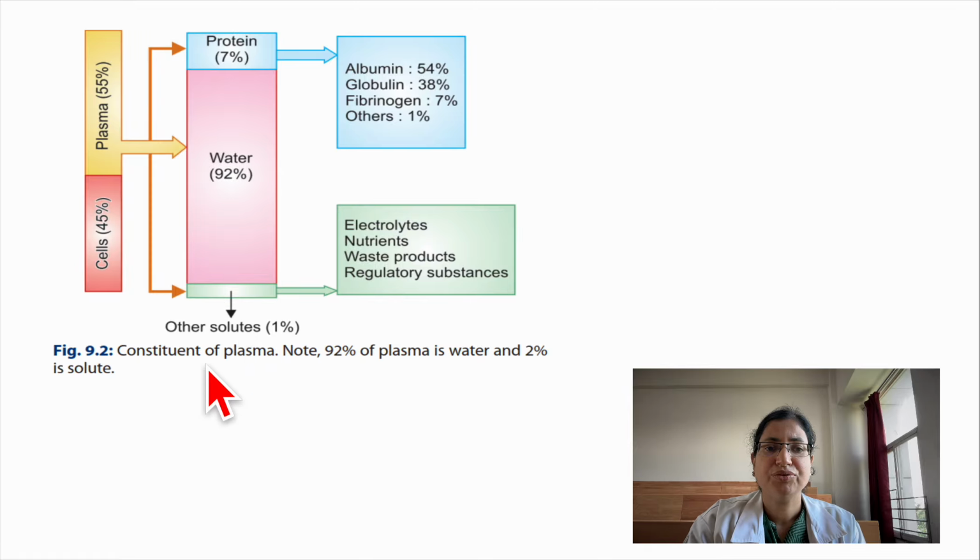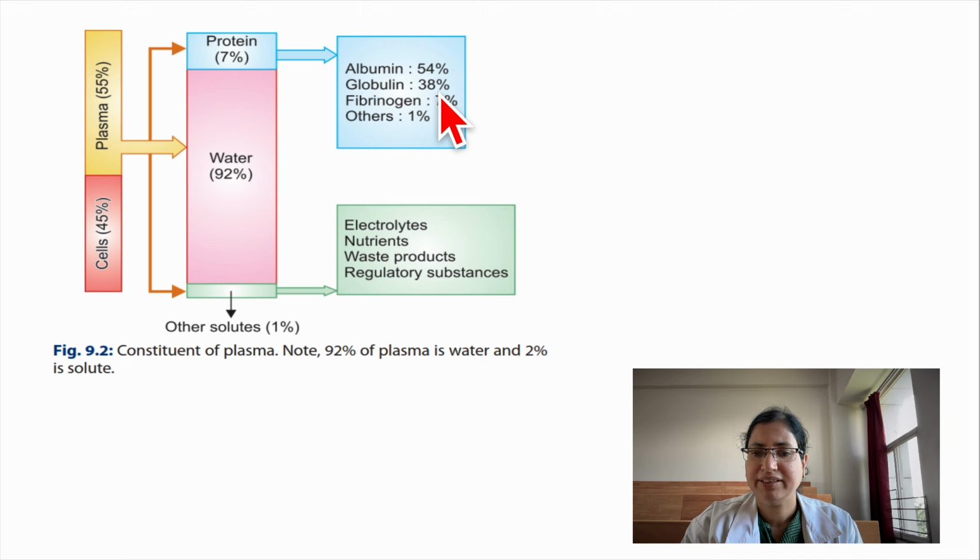Then constituents of plasma. Note 92% of plasma is water and 8% is solute. Here, 7% is proteins, of which albumin is 54%, globulin is 38%, fibrinogen is 7%, and other 1%. So the major constituent of plasma protein is albumin, followed by globulin, then fibrinogen.